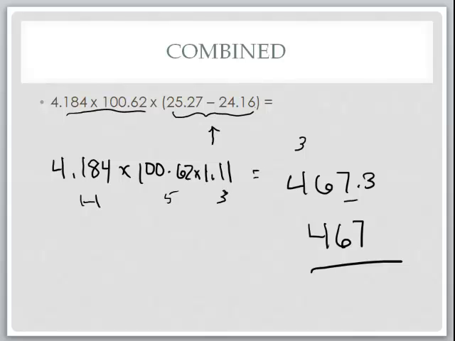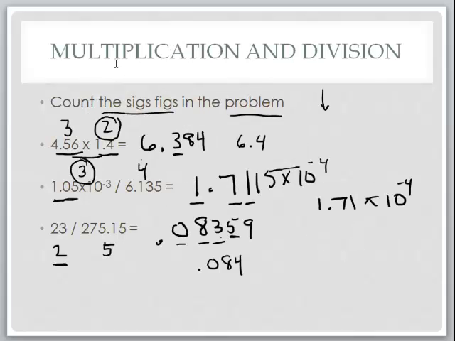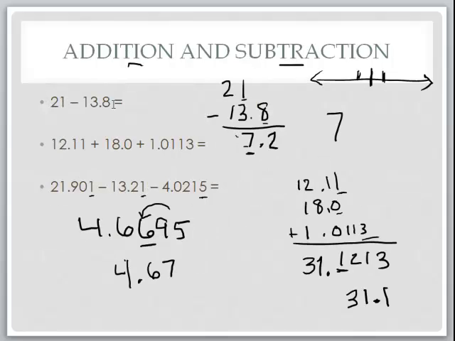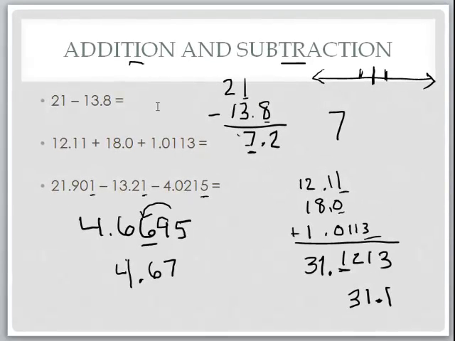Alright, again, just to review, multiplication and division, we count the sig figs in the problem. Our answer has the number that's equal to the lower number of the 2 in the problem, or 3 for that matter. And addition and subtraction, we're looking at placement, not the number of digits in the problem. You want to remember these rules so as we work through the year and you're required to use sig figs, you'll get the right answer according to the sig figs.